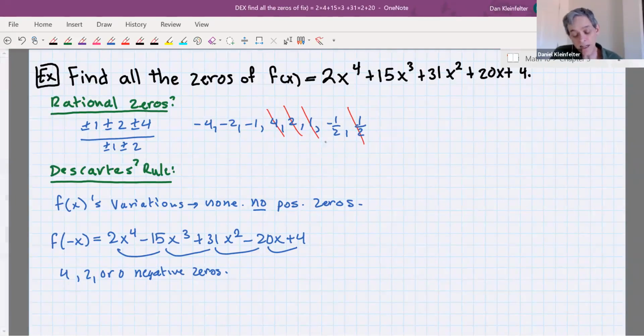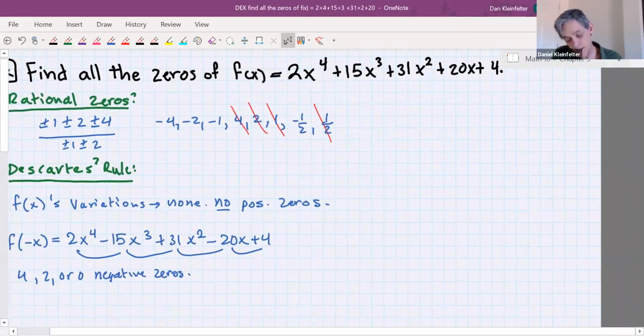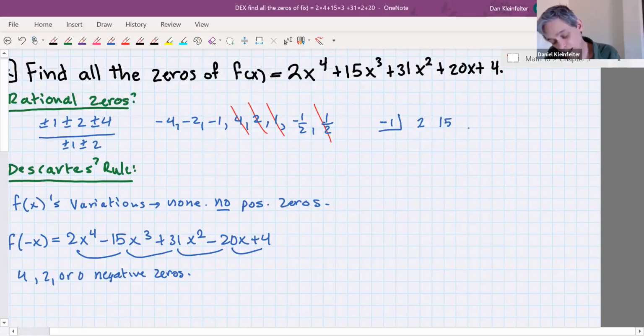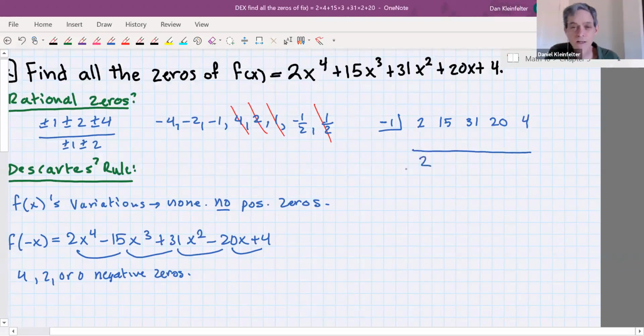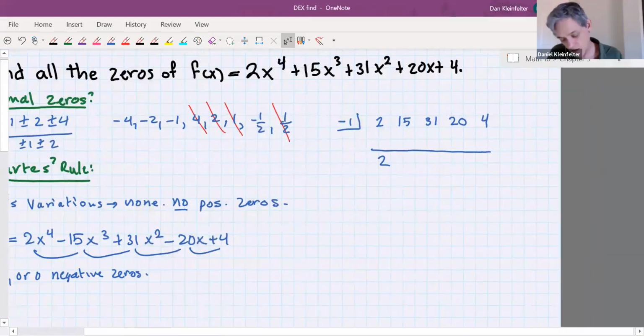So as far as trying to find them, we're going to, again, just do trial division to see which one of these may fit, and hopefully at least one will work. And so I'm going to start with -1 just because 1's easy to work with. And we're just going to divide for each one. So we'll have -1. I've got 2x to the 4th power, 15x cubed, 31x squared, 20x's, and a 4. Okay, and then the 2 drops straight down. So we're going to divide. We're going to hope to get a remainder of 0 here.